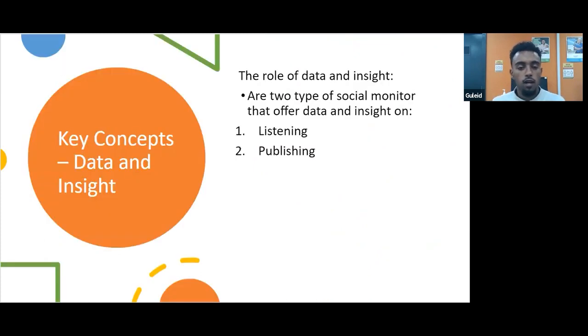And data and insight. So listening. Hootsuite gives you a listening tool. It allows you to get an understanding of your audiences, and also publishing as well. You can publish on all social channels all at once. So those are two forms of social monitoring.